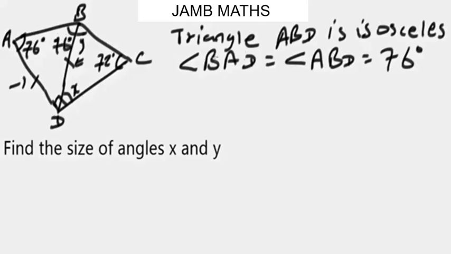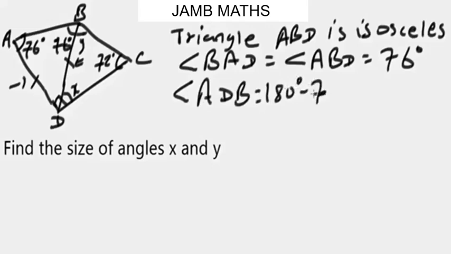Now that we established this fact, the next fact we need to establish, since we are asked to find the size of angles x and y, is this. Let's begin by getting angle x. To get angle x, that means angle ADB equals 180 degrees minus 76 degrees minus 76 degrees.